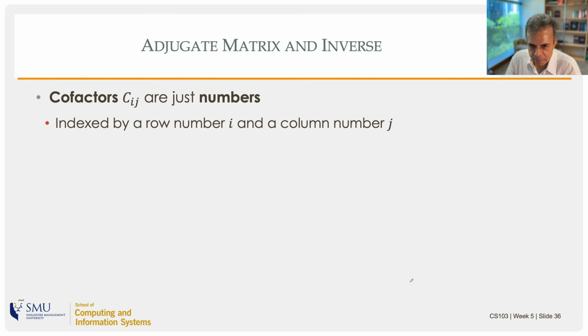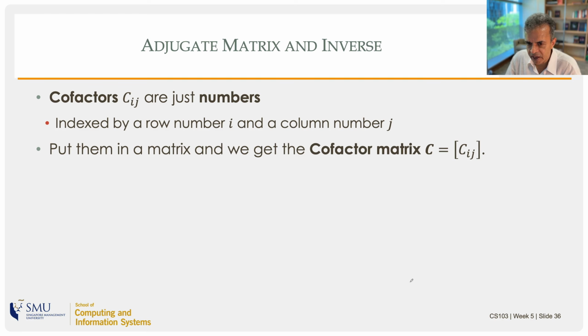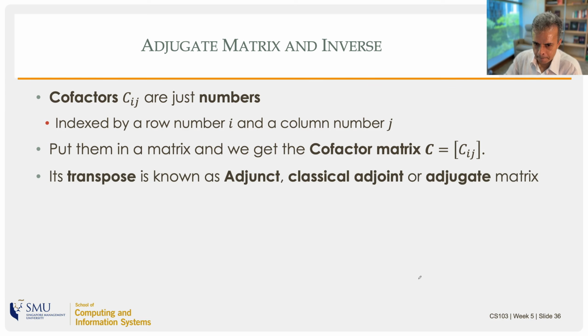If you can compute the cofactor Cij, indexed by the row number and the column number, you can put them in a matrix. Since each cofactor corresponds to an element in the original matrix, you can arrange the cofactors in a cofactor matrix C. Take the transpose of this matrix. It is known by so many different names: adjunct, classical adjoint, adjugate, etc. Since it's got so many names, I presume that mathematically this is an important matrix.